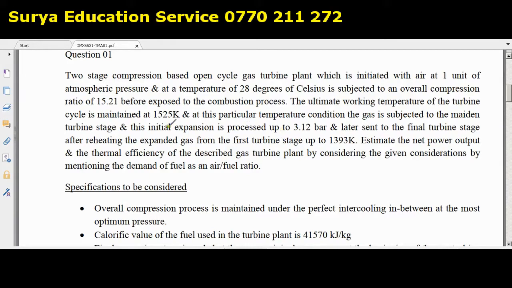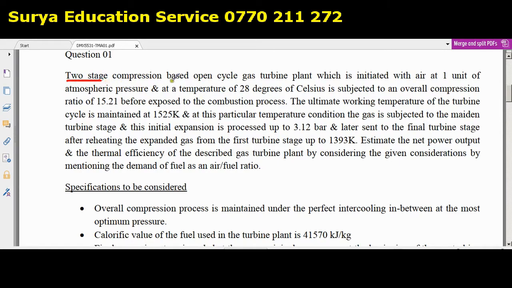Okay, so today I'm going to discuss this open cycle type gas turbine plant problem. So be very careful and understand the problem carefully. I will be explaining each and every step that you need in order to solve this problem in detail on the whiteboard and also on the screen. So okay, now let's focus on the problem.